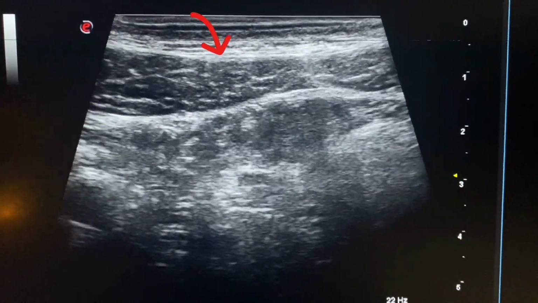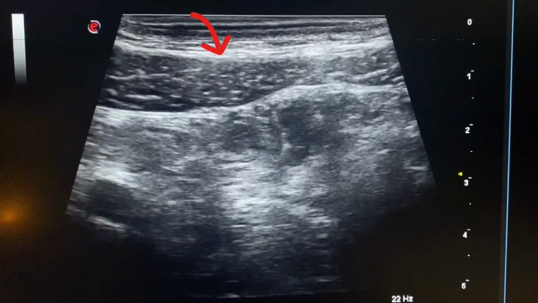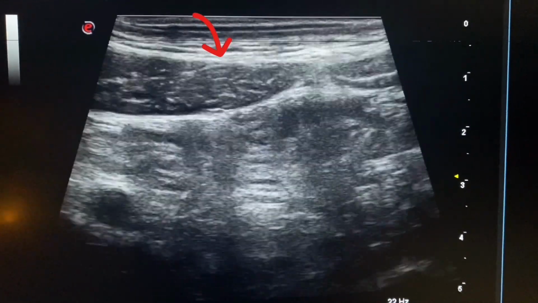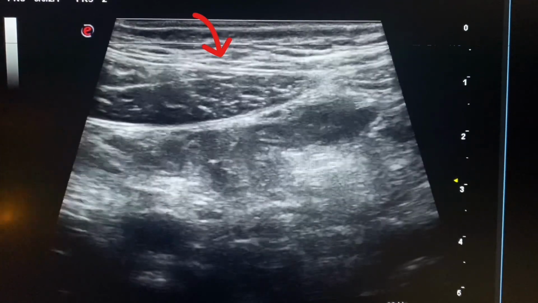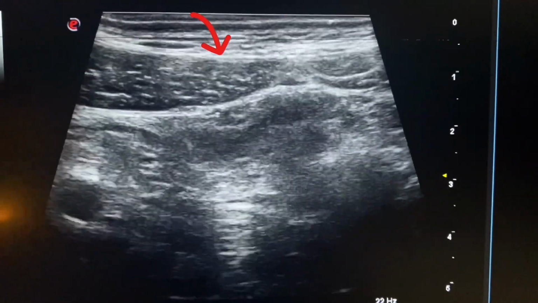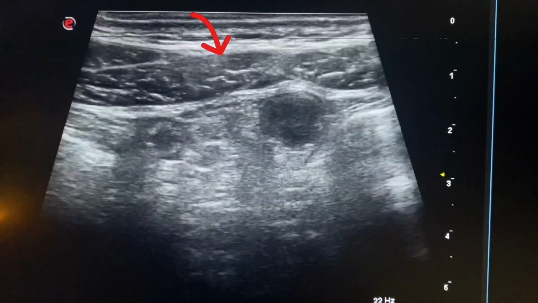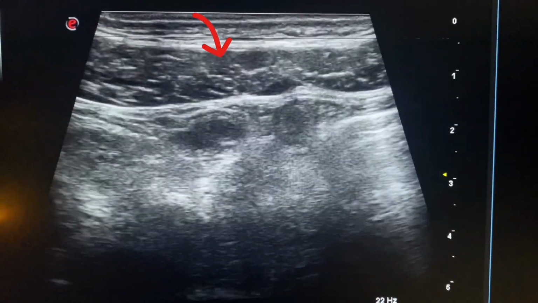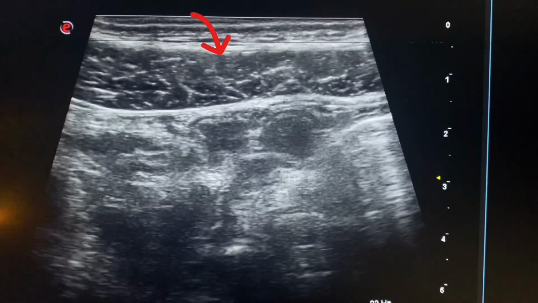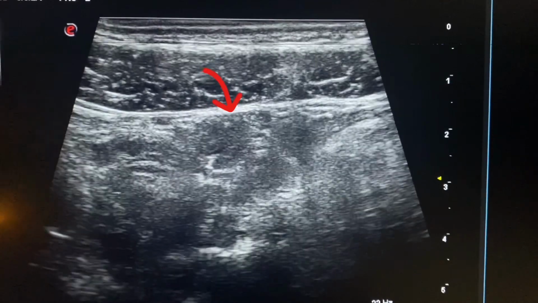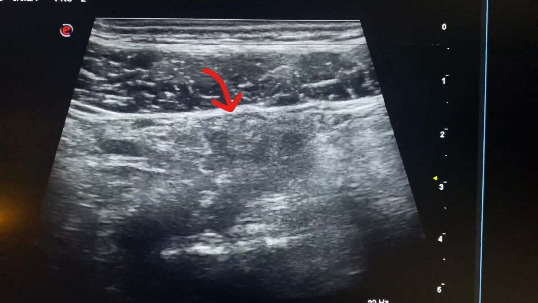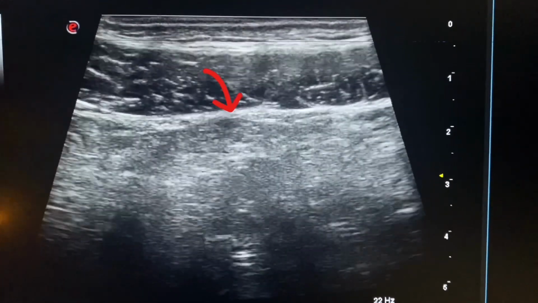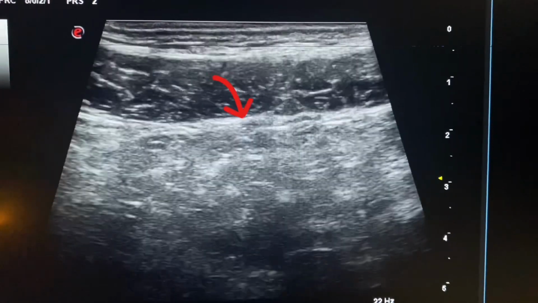Now we start scanning by using a linear probe at the pelvic area. Now we are scanning the suprapubic area above the bladder. Here we see the distal part of the small intestine, or distal ileum.